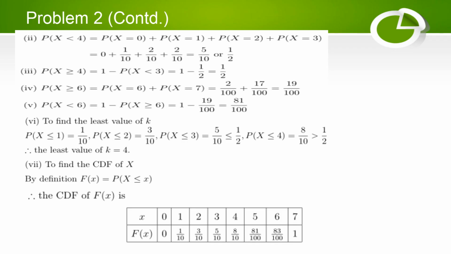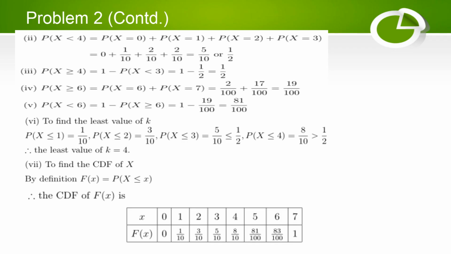Six, to find the least value of k. P of x less than or equal to 1 equals 1 by 10. P of x less than or equal to 2 equals 3 by 10. P of x less than or equal to 3 equals 5 by 10, which is less than 1 by 2. P of x less than or equal to 4 equals 8 by 10, which is greater than 1 by 2. Therefore the least value of k equals 4.